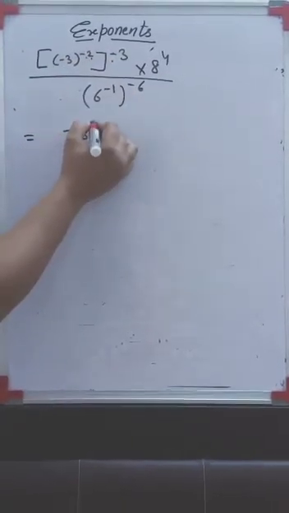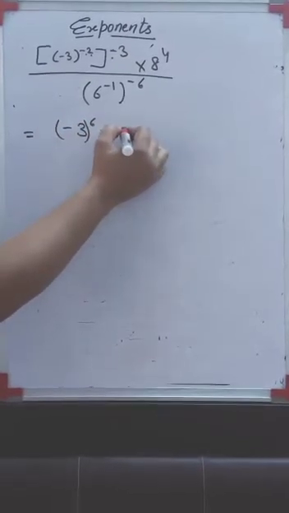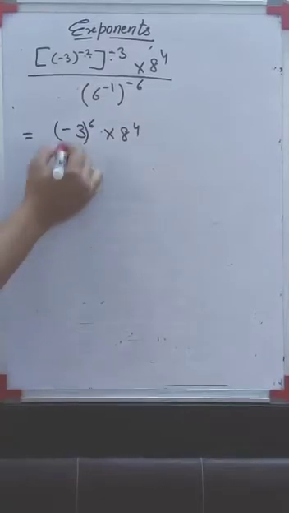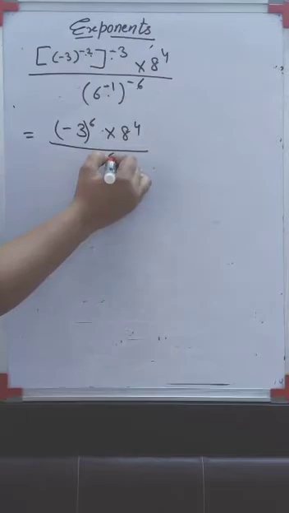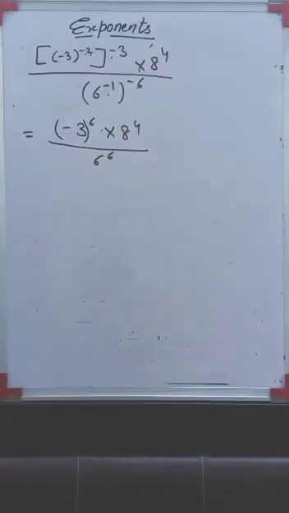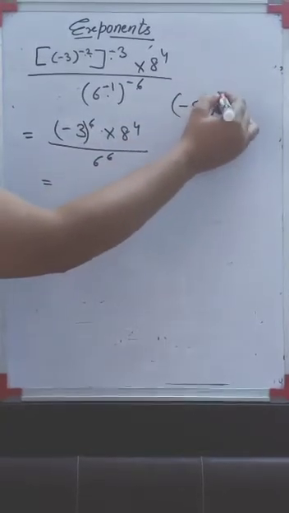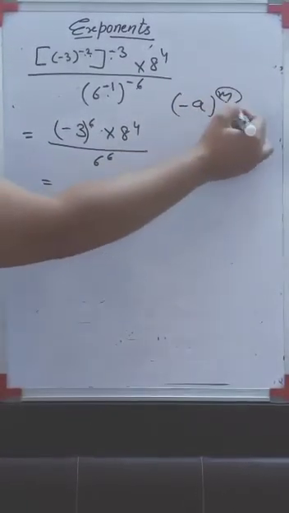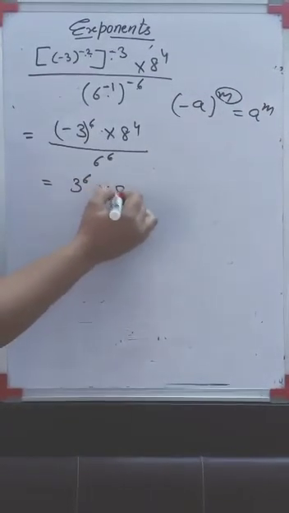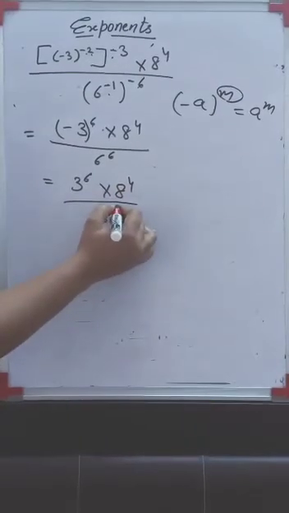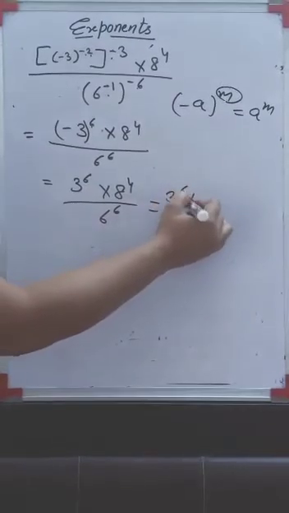So minus 3 raised to power 6 multiplied by 8 raised to power 4, right? And then it will be 6 into 1, 6, and 6 raised to power 6 it will be there, right? Now, see, in the power we have learned that if a is having the power even, then it will become a raised to power n. So can I write 3 raised to power 6 into 8 raised to power 4 upon 6 raised to power 6, right? Okay.